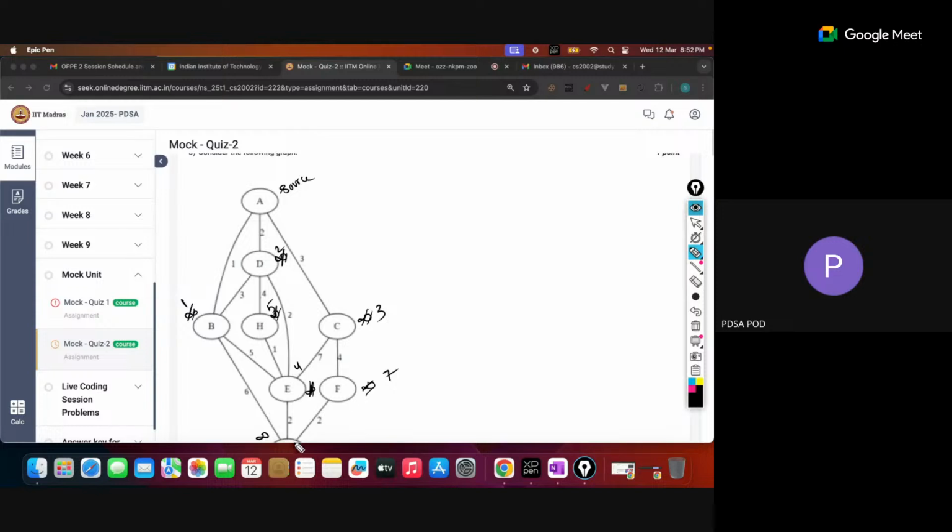For B it is already updated, but the last one I think is G. The reaching of G is 7 and 9. It's a 6 and this. So 7 is optimized, I think. I don't think so, 6 is optimized because 2, 4 and 6. So 6 is optimized. Up to this, is it clear?